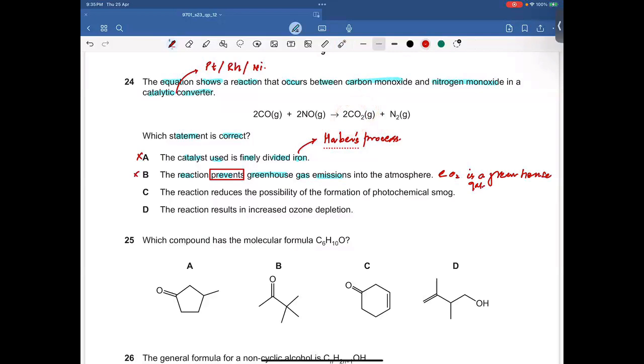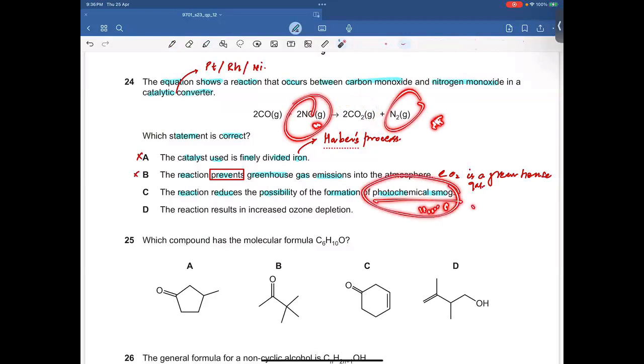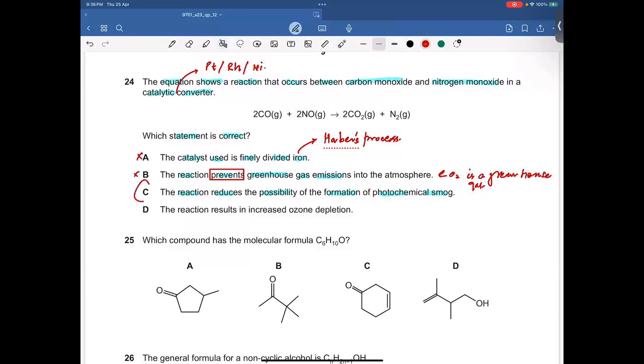Okay. Next, C. The reaction reduces the possibility of the formation of photochemical smog. Photochemical smog is always formed when unburnt hydrocarbons react with oxides of nitrogen. Since this oxide of nitrogen is converted into nitrogen gas, because of the absence of NO, photochemical smog cannot be obtained, and therefore C is going to be the right answer.